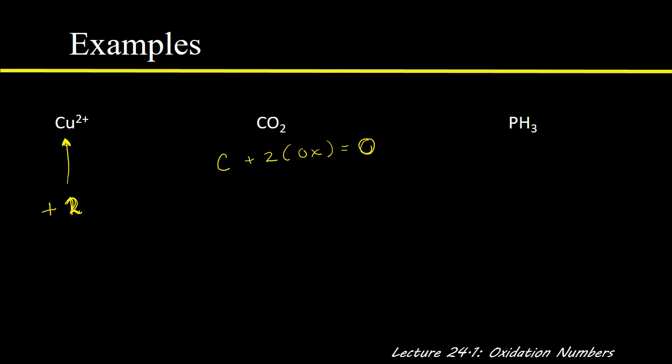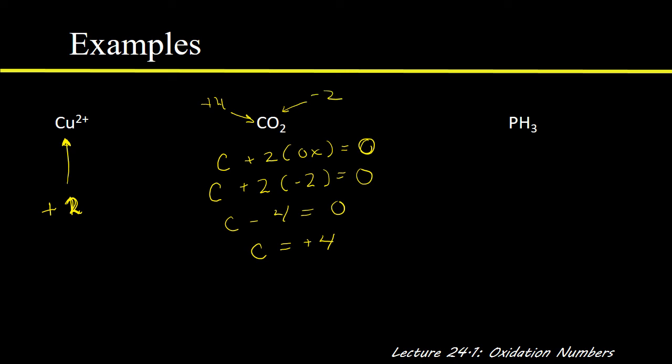The whole thing has to add up to 0. We look to see which element is more electronegative. Oxygen is more electronegative, so it gets its preferred anionic charge of -2. And so we get carbon equals +4. Okay. Remember, one of our rules for oxygen was that it's almost always -2. I think you're probably starting to see that happen. It's -2 almost all the time.